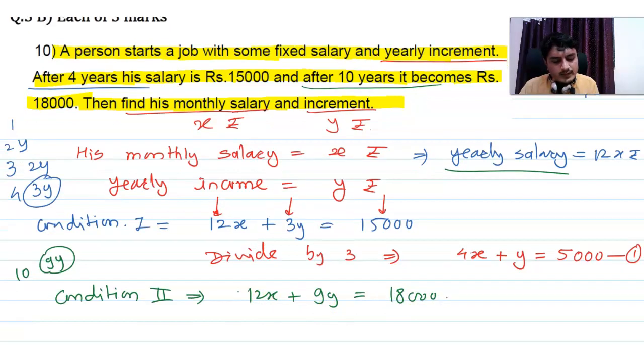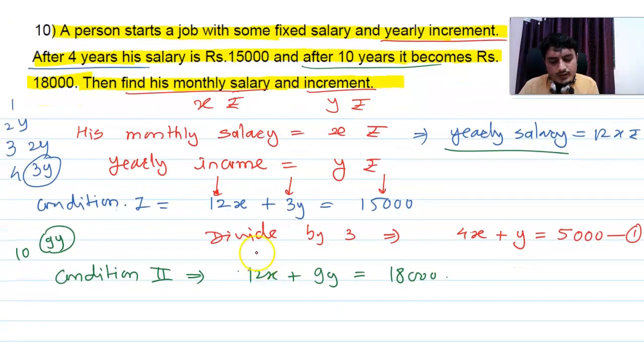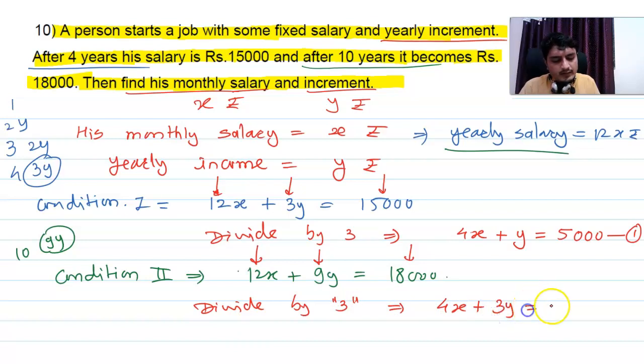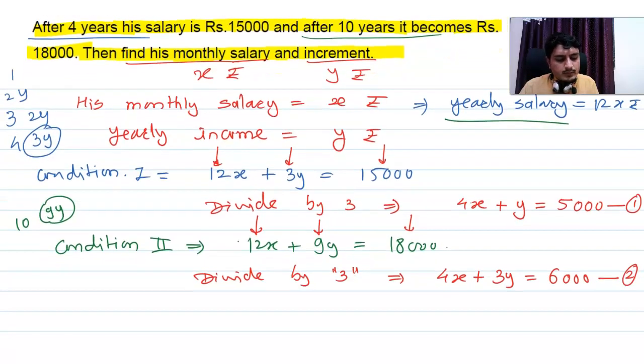So now look once carefully. The coefficients of variables X, Y as well as the constant are all divisible by 3. So try to divide throughout the equation by 3. So we are getting 3 4s are 12, so 4X plus 3 3s are 9, so 3Y, equals 3 6s are 18, that means we are having 6,000. Called it equation number 2.